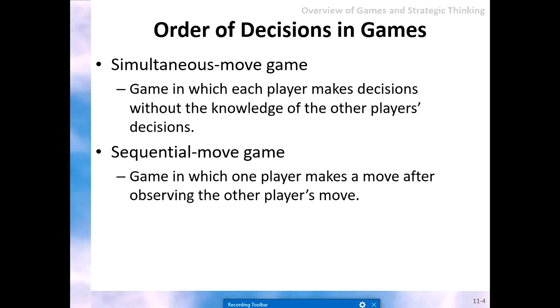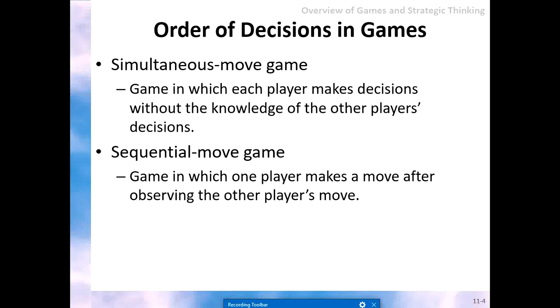The order of decision in the game: we have the simultaneous move game, a game in which each player makes a decision without knowledge of the other player's decision. It means if I want to increase the price, I don't know what my rival or my competitor is going to do. Is he also going to increase the price, or decrease the price, or maintain the price at the same level?